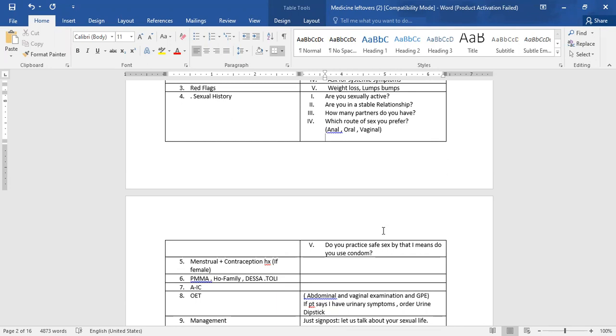If the patient is female, then ask about the menstrual and the contraception history. Why is this history important here? Because if you're suspecting that she or he is sexually active, and they are not using any condom or any other safe method, that means she might be at risk of getting pregnant. So you have to rule that out. And then comes the rest of the history.